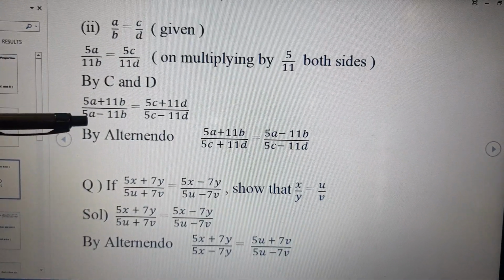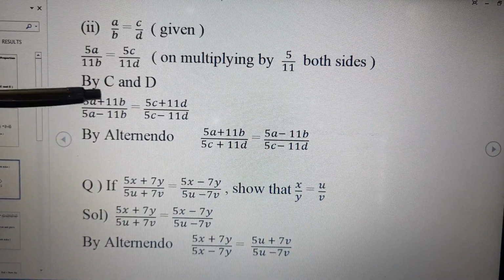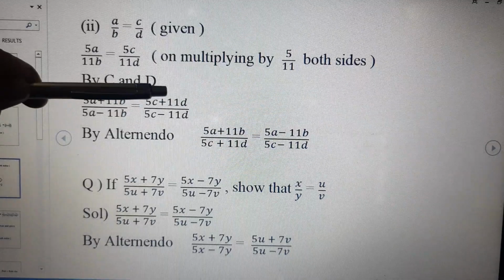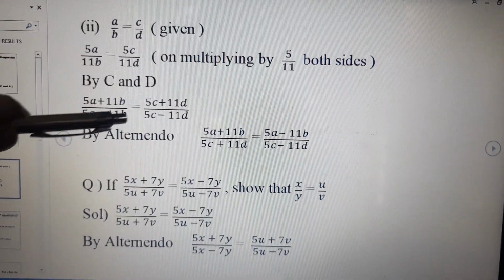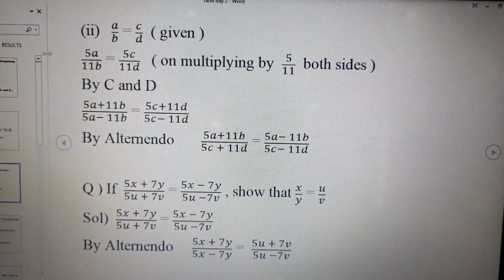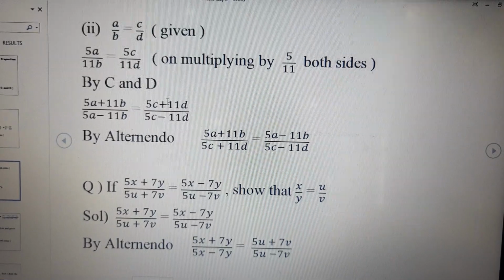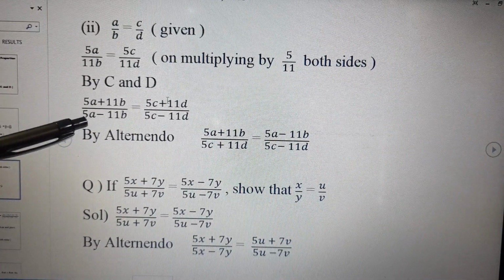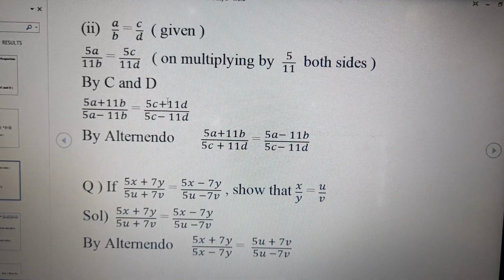If a upon b is equal to c upon d, then a upon c will be equal to b upon d. It means these two things can be interchanged. So by applying alternando, I have brought 5c plus 11d from here. I have transferred this side. It was there in numerator, will come in the denominator.